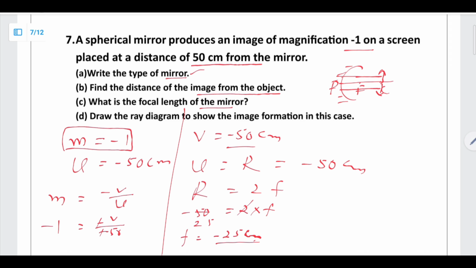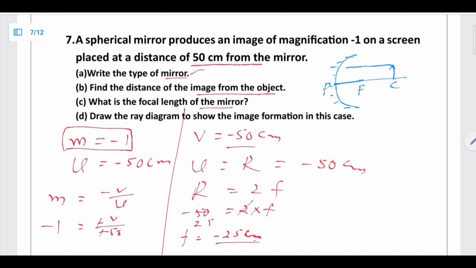Draw the ray diagram to show the image formation in this case. How to draw the ray diagram? Which mirror is it? Concave mirror. Take equal distances. Fold to focus. At the same distance, mark the center of curvature, means the distance from pole to focus and to center of curvature should be the same. Place the object at the center of curvature.